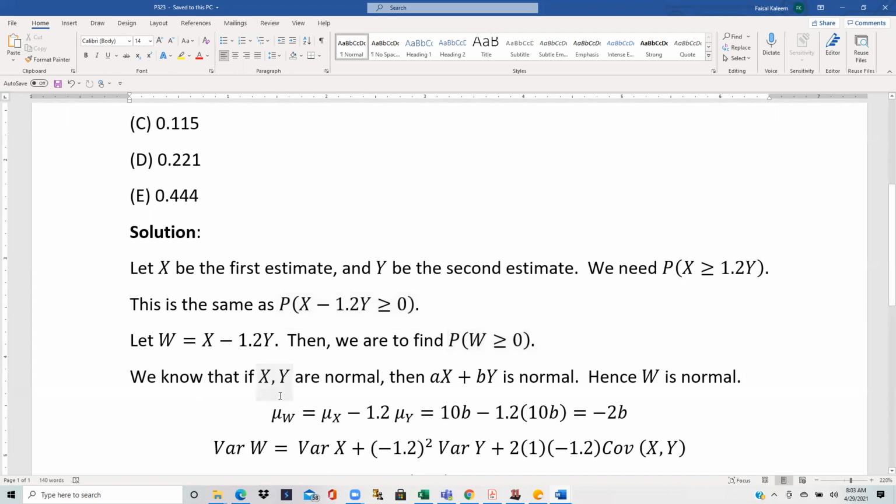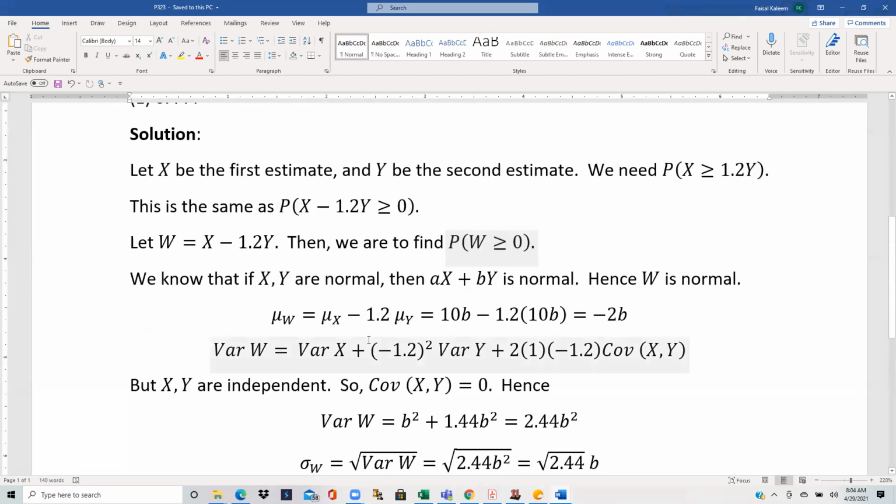So now we know that if X and Y are normal, then aX plus bY is normal for any real numbers a and b, and therefore W is normal. And the mean of W would be the mean of X minus 1.2 times mean of Y. Mean of X is 10b. Mean of Y is also 10b. So we substitute these values, and 1.2 times 10 is 12. So 10 minus 12 is negative 2. So mean of W is negative 2b.